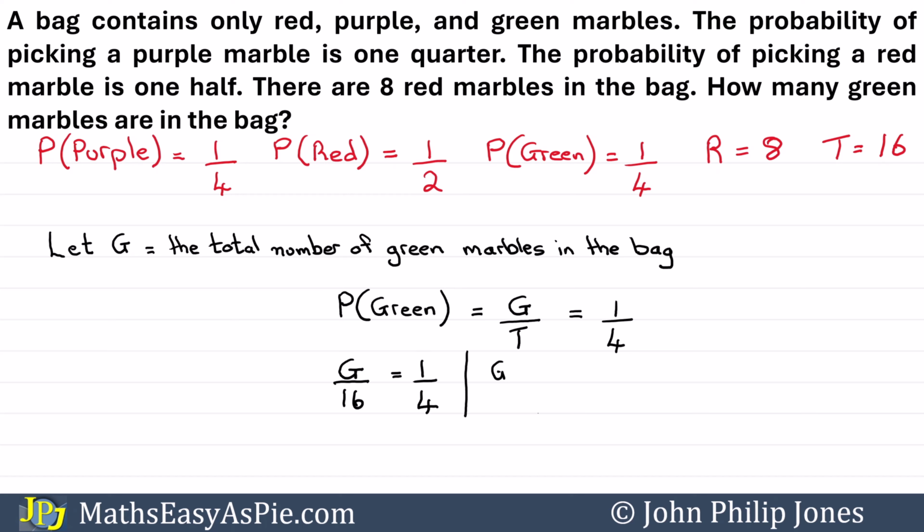The next step is to multiply both sides by 16. These 16s cancel, leaving on this side of the equal sign G, and 1/4 times 16 is 4. So we can say G, which represents the number of green marbles in the bag, is equal to 4.